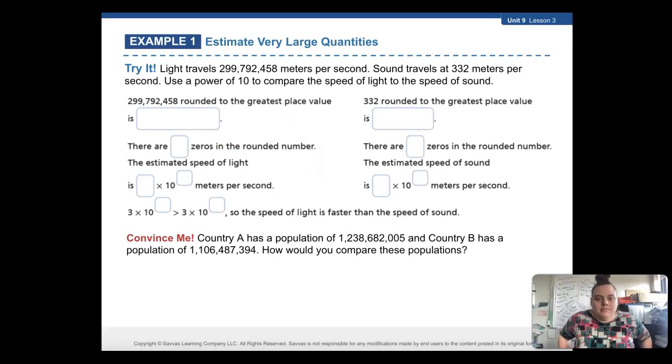In your example, light travels at 299,792,458 meters per second. Whew, that's a mouthful. Sound travels at 332 meters per second. So obviously light travels faster than sound. But how much faster?